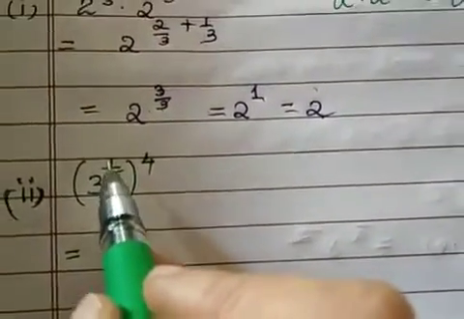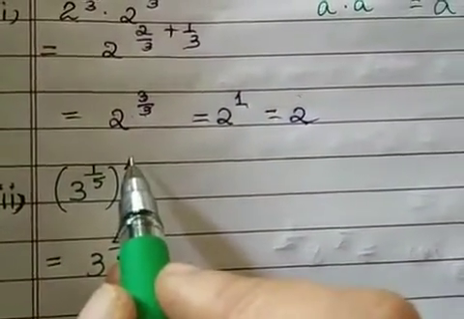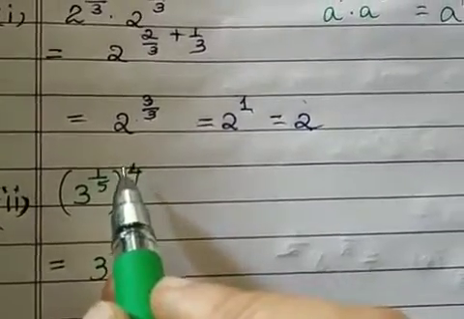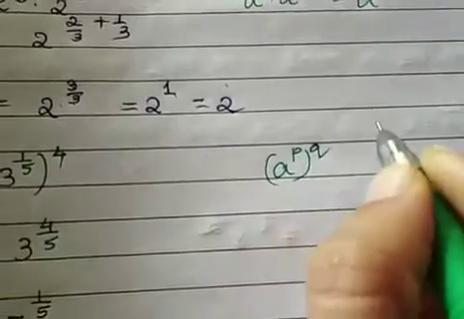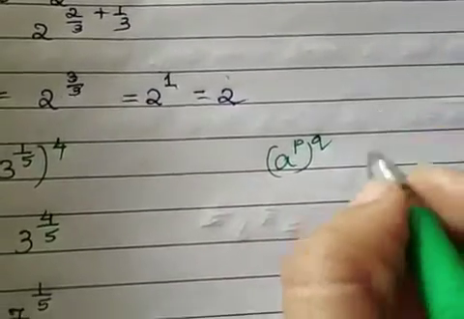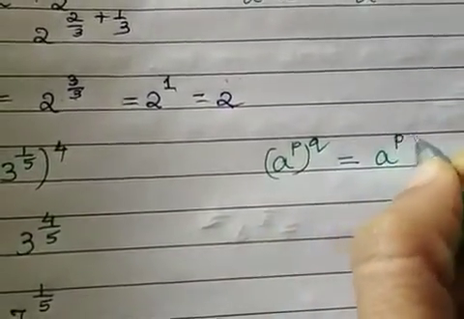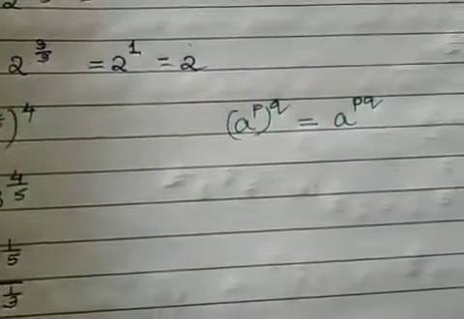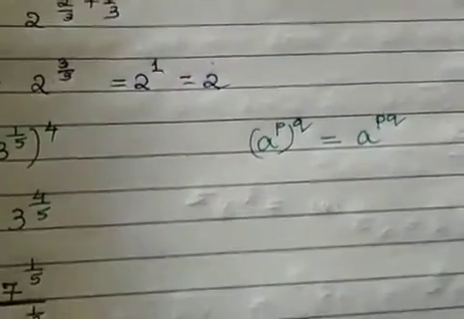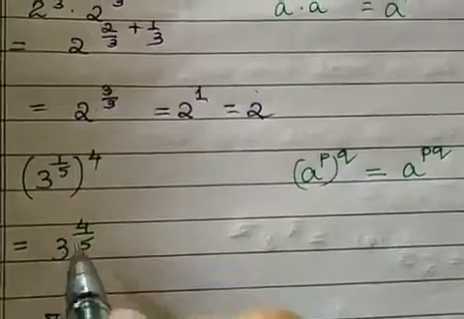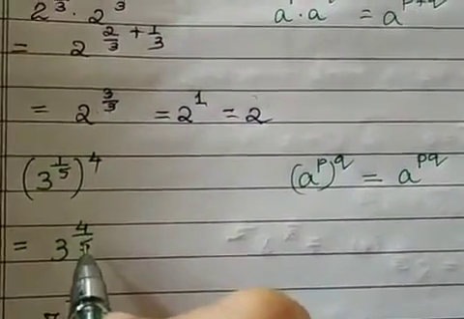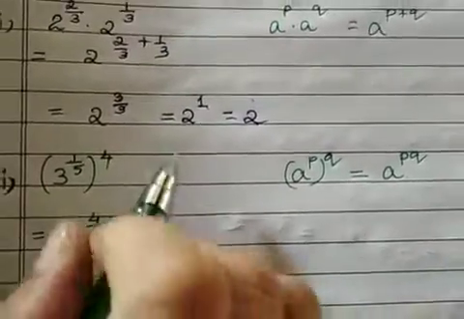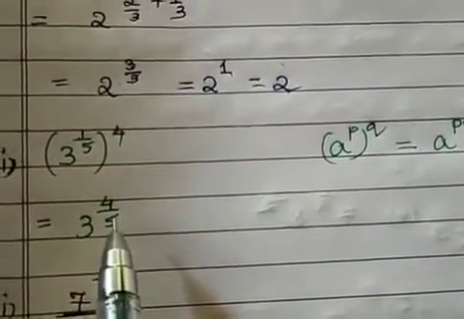3 raised to 1 upon 5 the whole raised to 4. This is of the form a raised to p raised to q. And you know this is equal to a raised to pq. So you can multiply them. So you get here 3 raised to 4 multiplied by 1 upon 5 is 4 upon 5. So this is equal to 3 raised to 4 upon 5.